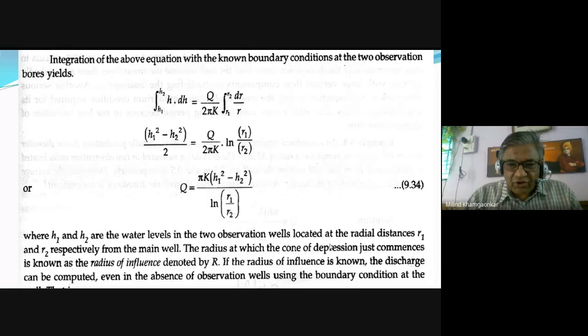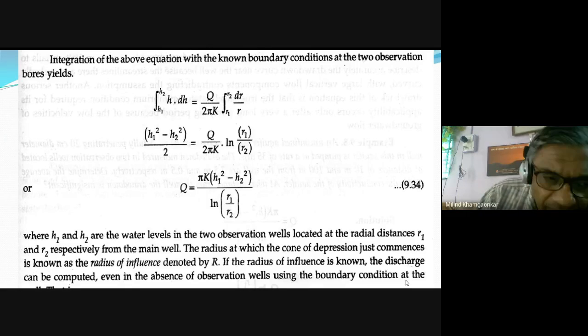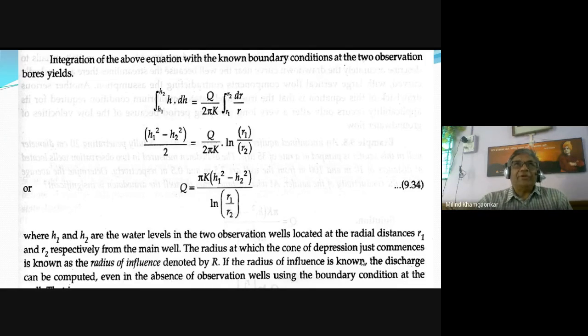The radius at which the cone of depression just commences is known as the radius of influence, that is the capital R, the outermost radius, where the cone of depression starts. If the radius of influence is known, the discharge can be computed even in absence of the observation wells using boundary conditions of the well. कैसे निकालते हैं अभी नेक्स्ट स्लाइड में हम देखते हैं. ये तो इक्वेशन कैसे डिराइव किए ये मुझे लगता है आपके ध्यान में आया होगा. फिर से आप पढ़ेंगे, फिर से आज का वीडियो लेक्चर देखेंगे तो आपको और अच्छे से ध्यान में आएगा.